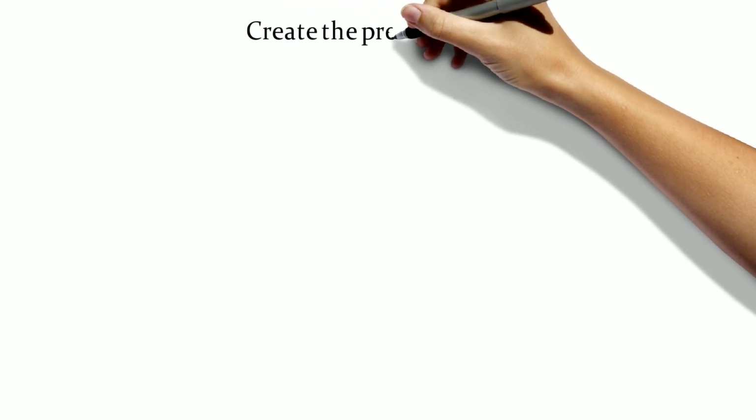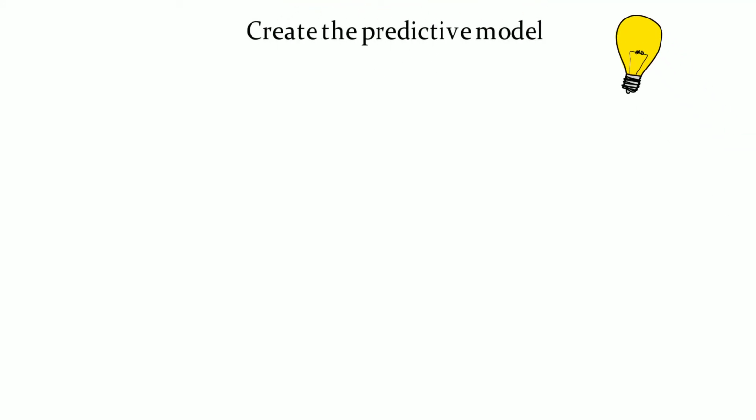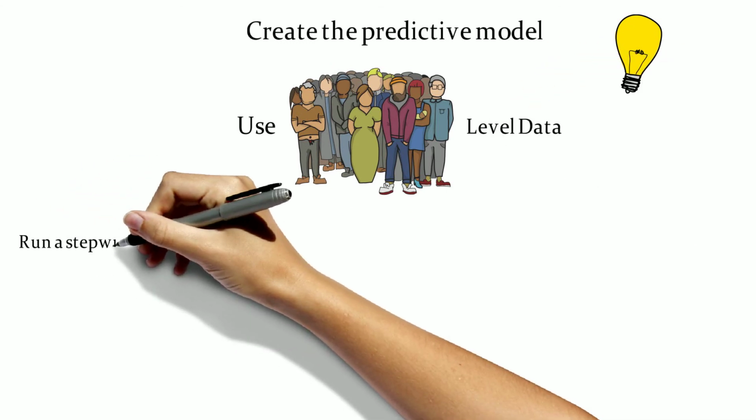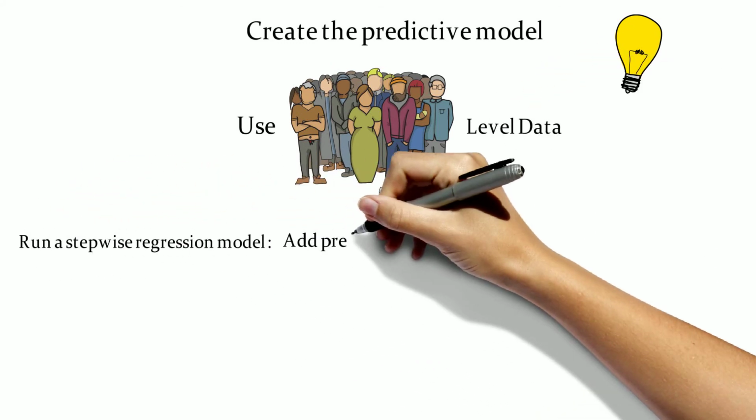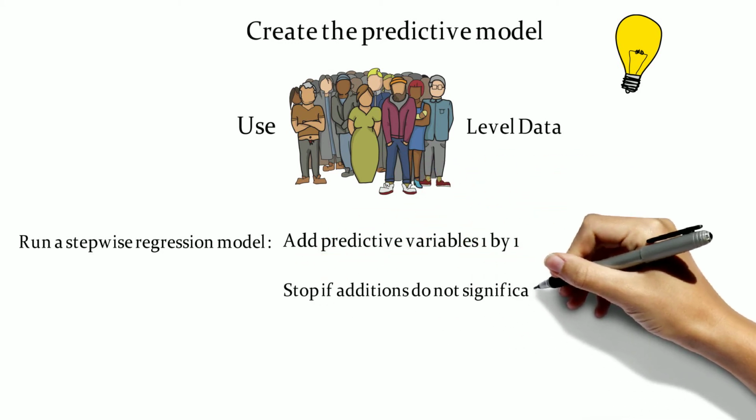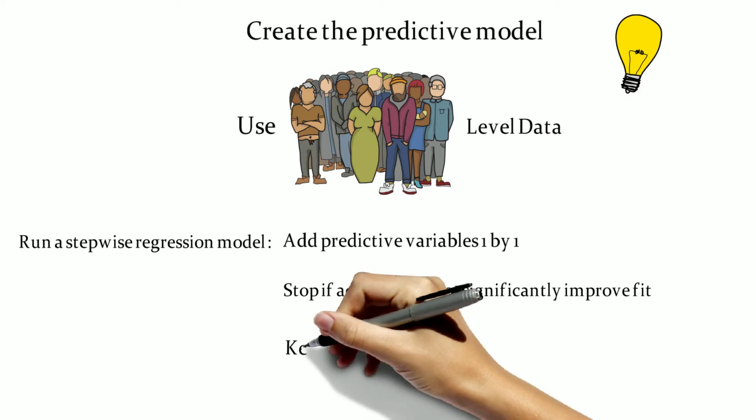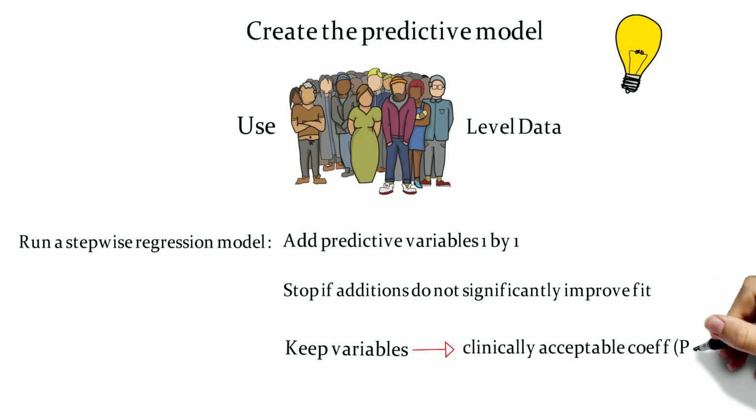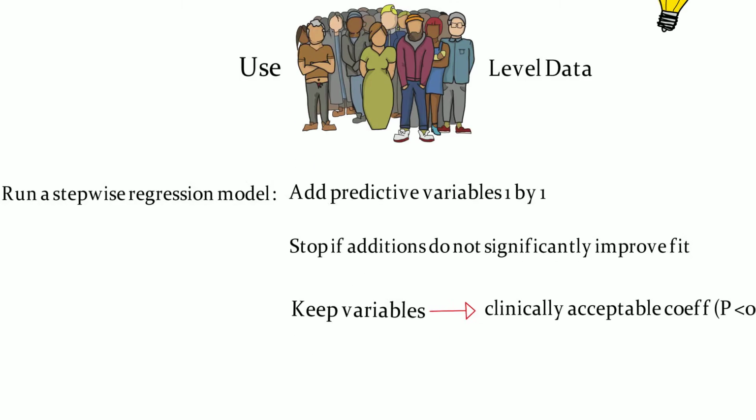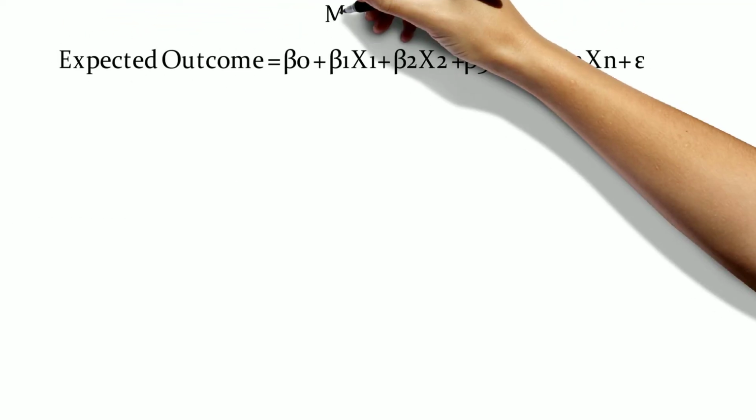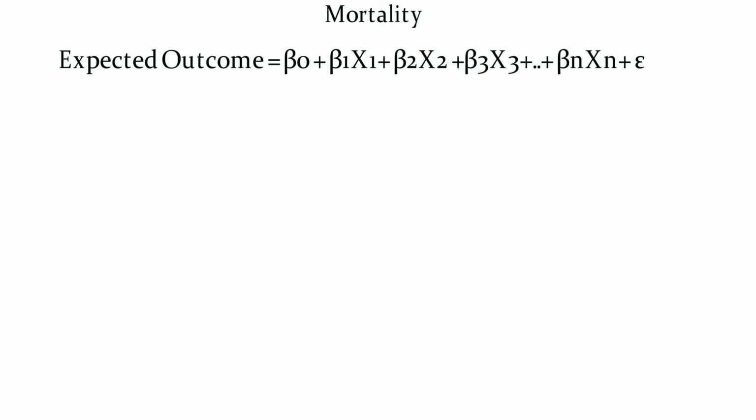What data sources are used to build the model? We create the predictive models employing population-level data by running a stepwise regression model, adding the identified predictive variables one by one until additions do not significantly improve the fit. Variables kept in the final model must have a clinically acceptable coefficient and a p-value of less than 0.5. The regression gives us an equation that resembles the following, where the outcome being measured could be mortality, for example.